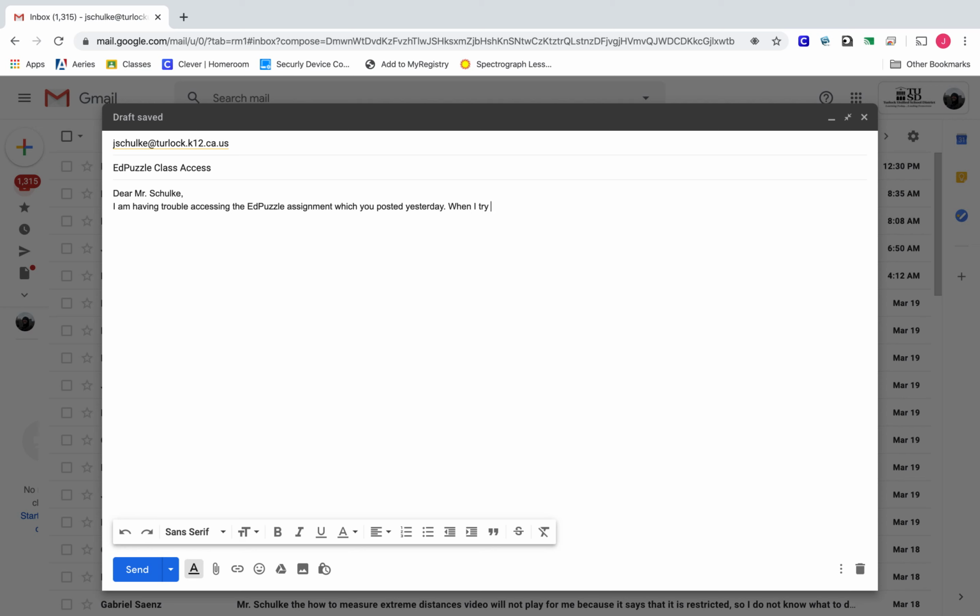When I try to open it, I am being asked for a class code. Can you help? Thank you. Now, this first sentence is a declarative statement, so it ends in a period. The second sentence, declarative statement, it ends in a period. This third sentence is a question, so it ends in a question mark.